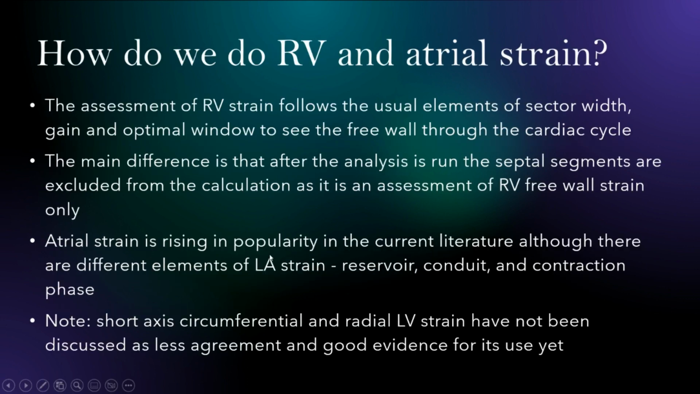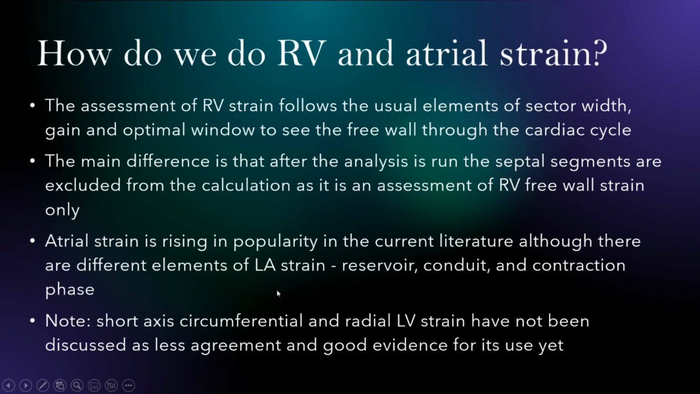In terms of right ventricular and atrial strain, there is left and right atrial strain, but most of the data is around the left atrium. The assessment of RV strain has the same issues in terms of sector width and the optimal window to actually see the free wall through the cardiac cycle. The main difference is we talk about free wall strain, so you do your normal strain analysis, but you switch off the septal segments.